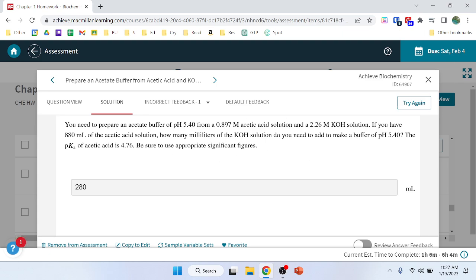So we got our number now of the base to acid, right? So there's 4.365 moles of base for every 1 mole of acid, right? Okay. So let's set this up. We have millimoles. We can get millimoles of acetic acid fairly simply. We just need to take this number right here, 0.897, times 880. And that will give us millimoles of acetic acid, right?